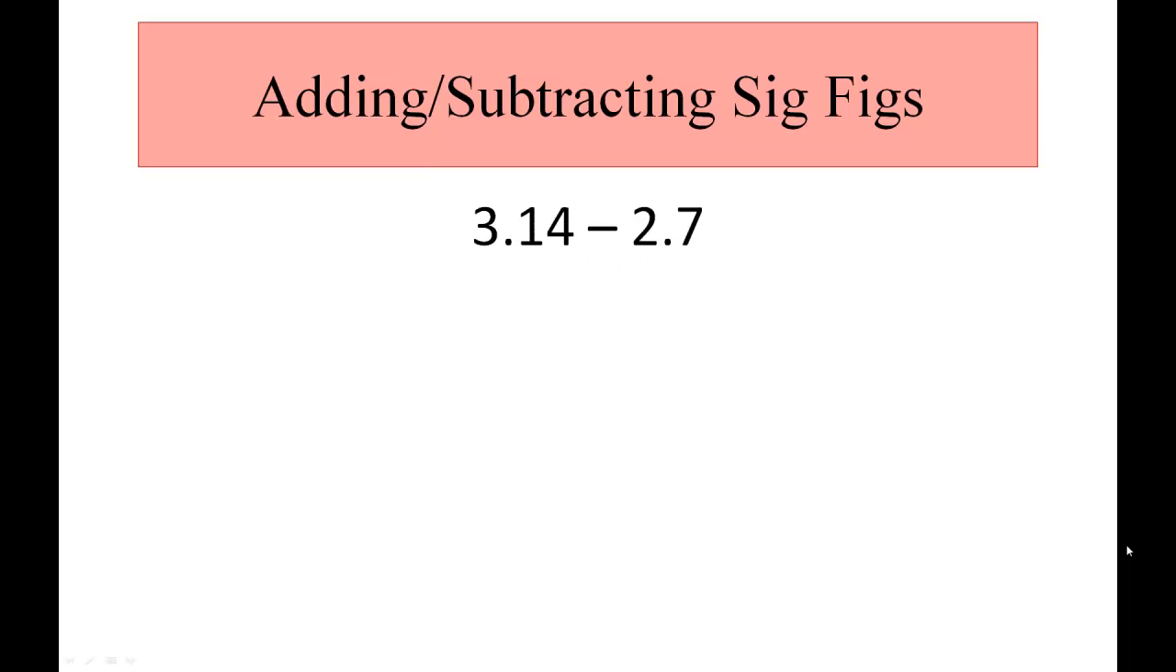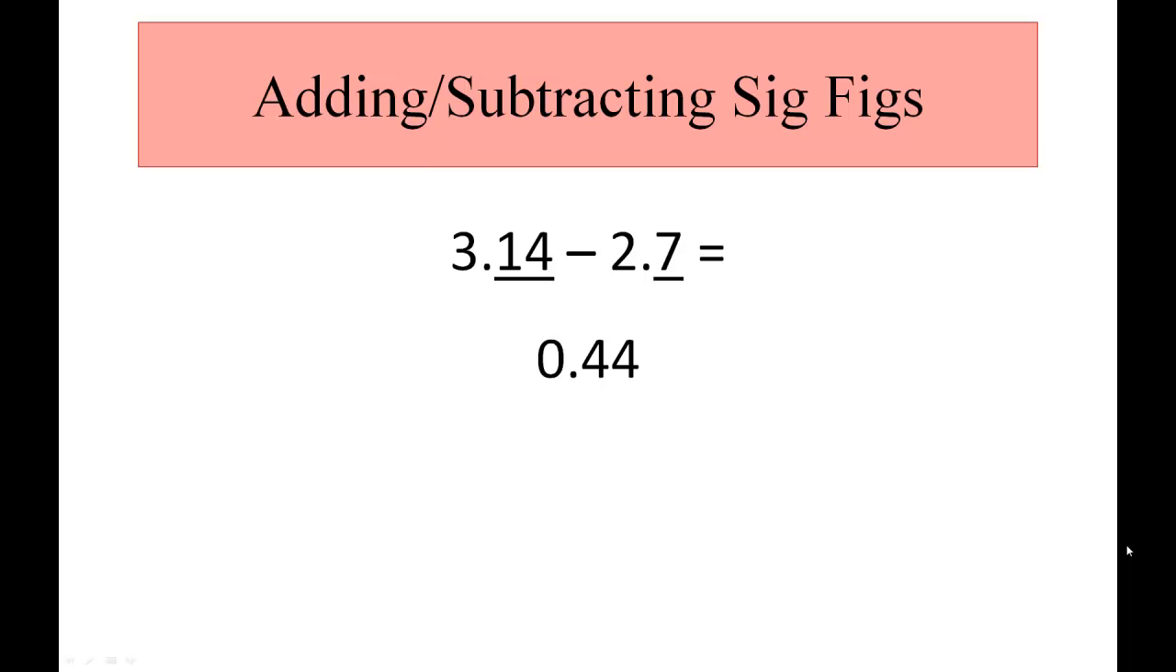255.7. The next example, 3.14 minus 2.7, we notice that 3.14 goes 2 places past the decimal, and 2.7 only goes 1 place past the decimal. When I plug this in my calculator, it spits out 0.44, which goes 2 places past the decimal. Well, the 2.7 only allows us to get that 1 place past the decimal. So the answer I would write down would be 0.4.